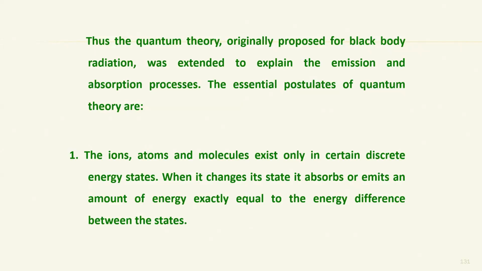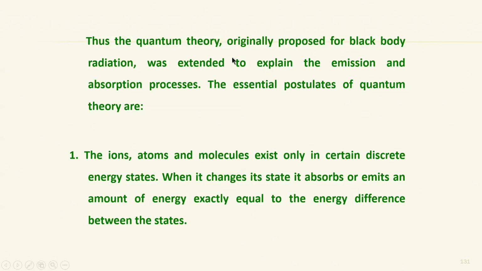So, the quantum theory originally was proposed for black body radiation. Now, I want to explain to you quickly other aspects of instrumentation and electromagnetic radiation, so that we can proceed on to the infrared spectroscopy part of it, that is the main body of our course. Now, I want to tell you that the quantum theory was originally proposed for black body radiation, and was extended to explain the emission and absorption processes.